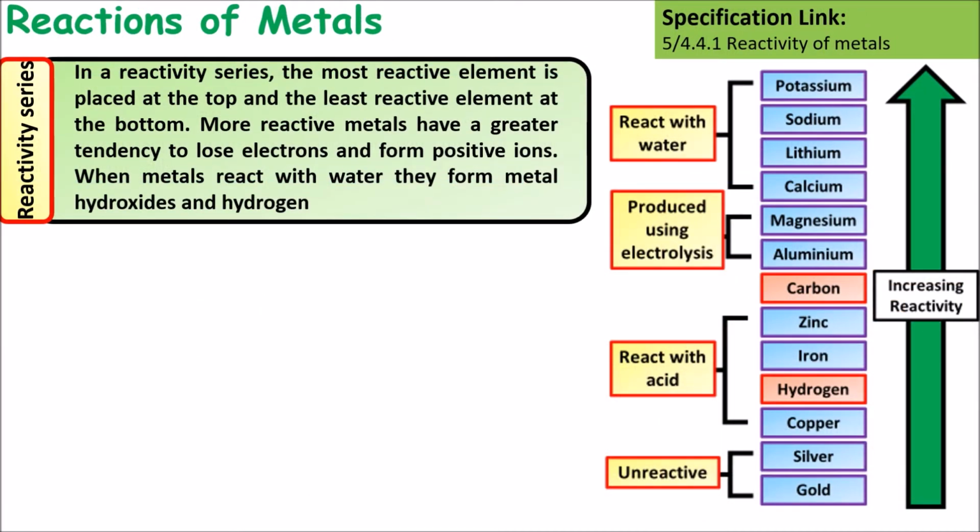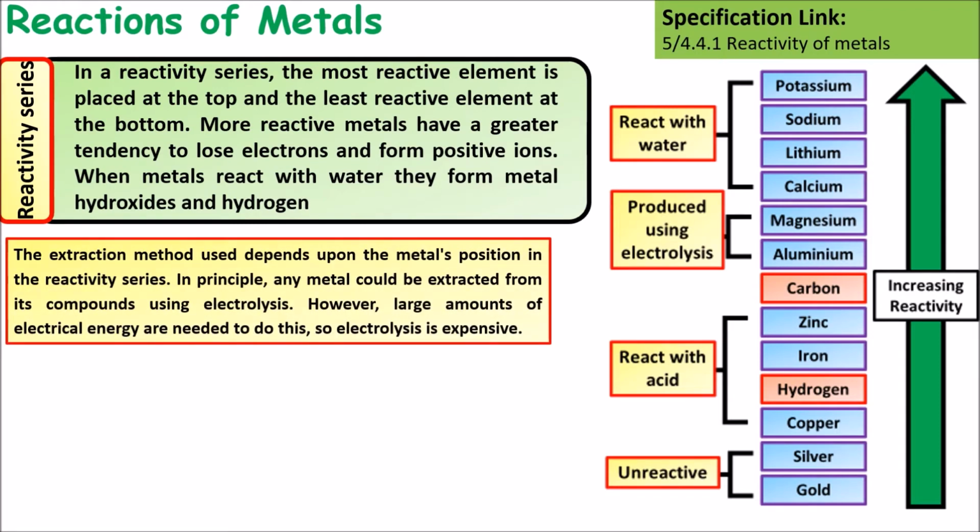In a reactivity series, the most reactive element is placed at the top and the least reactive element is placed at the bottom. The more reactive metals have a greater tendency to lose electrons and form positive ions. When metals react with water, they form metal hydroxides and hydrogen, for instance.